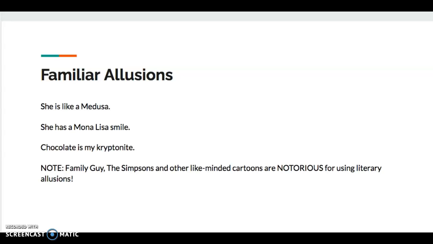Another thing to note is that Family Guy, The Simpsons, even South Park, they tend to use literary allusions often. When you're watching these cartoons, these animated series, they will sometimes make reference to literary stories. I can think of one off the top of my head. When you're watching Family Guy, they have a reference to Of Mice and Men, which we will read later in the school year. I don't want to show you that right now because it'll ruin the story, but later down the road, I will show you that allusion and it will make a lot more sense.